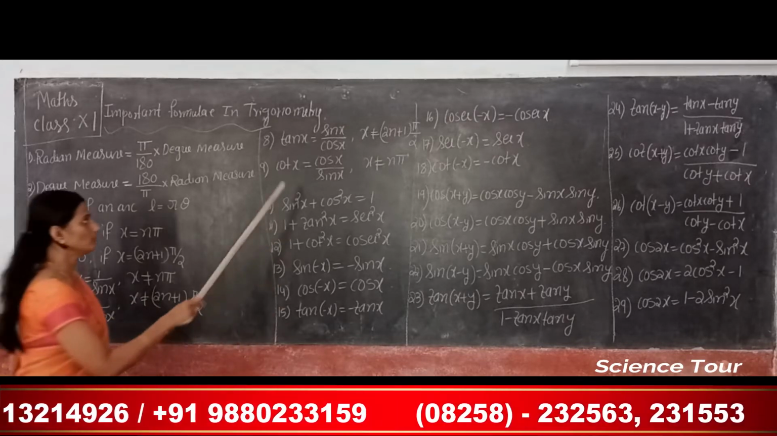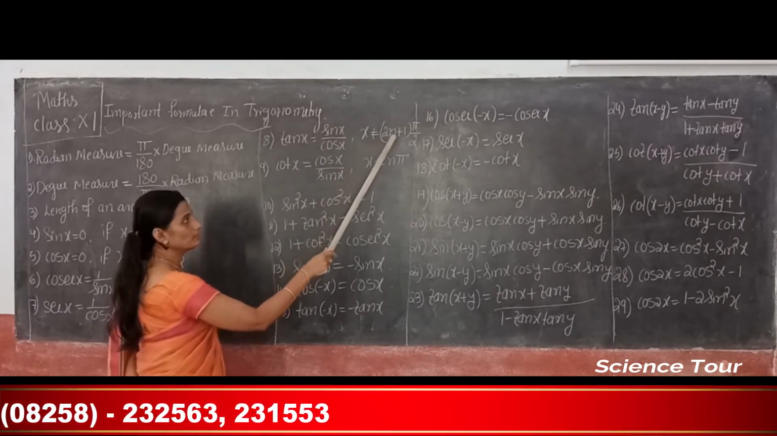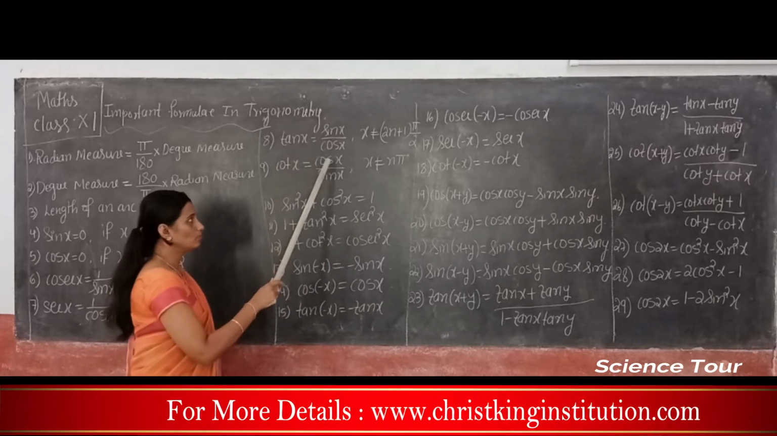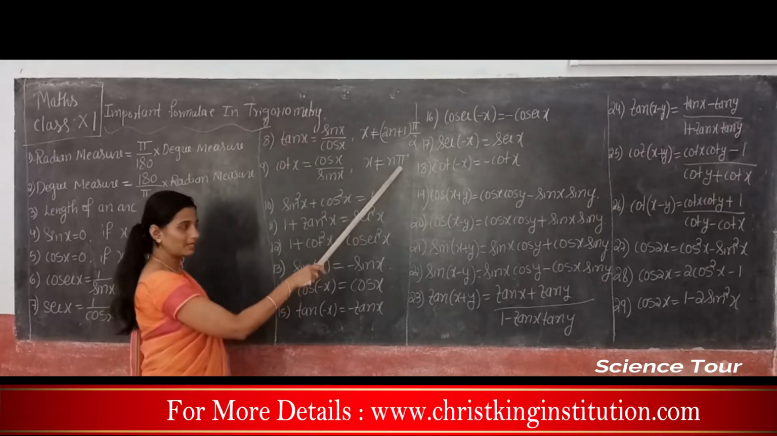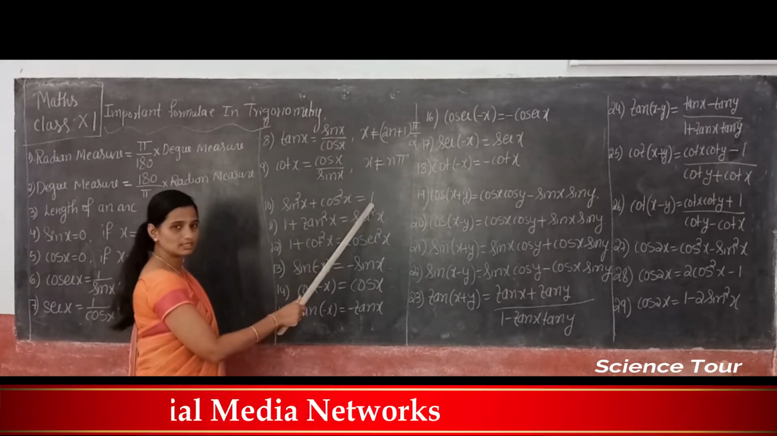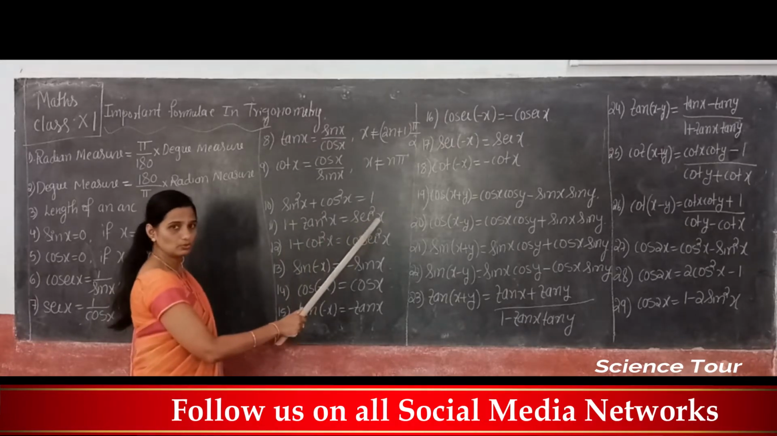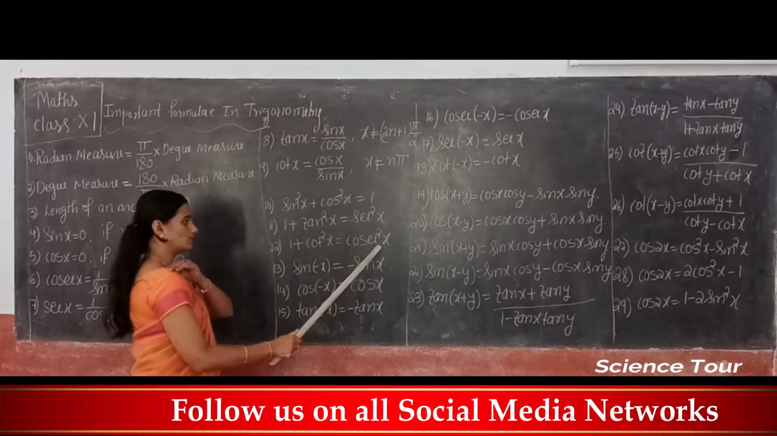Tan x is sin x divided by cos x, and x should not be equal to (2n plus 1) pi by 2. Cot x is equal to cos x divided by sin x, and x should not be equal to n pi. Now next is sin square x plus cos square x is equal to 1, identity. 1 plus tan square x is equal to secant square x. 1 plus cot square x is equal to cosecant square x.